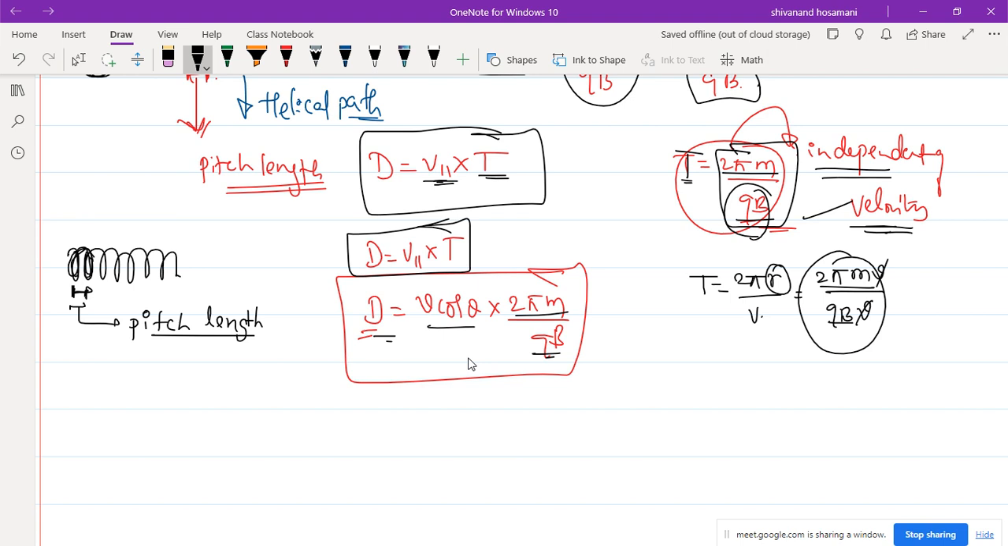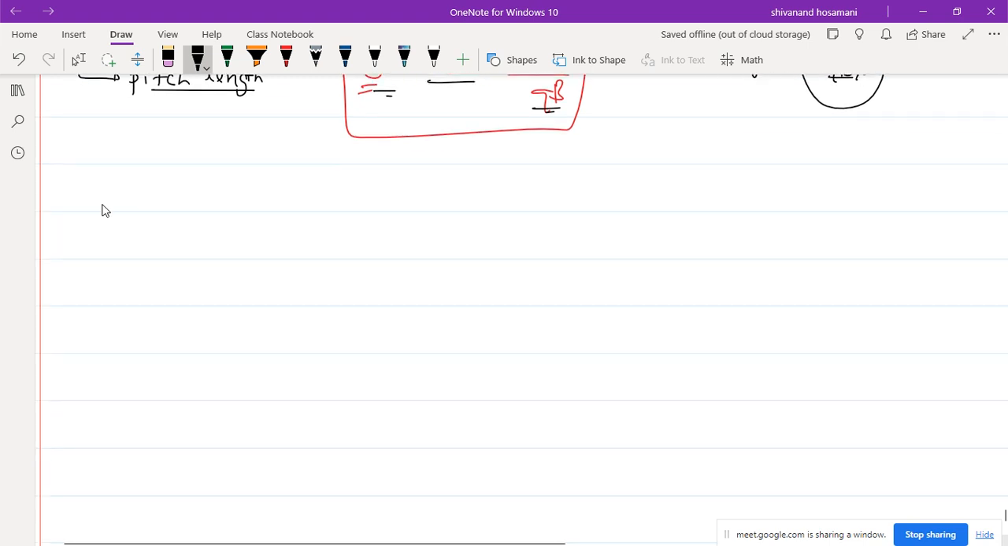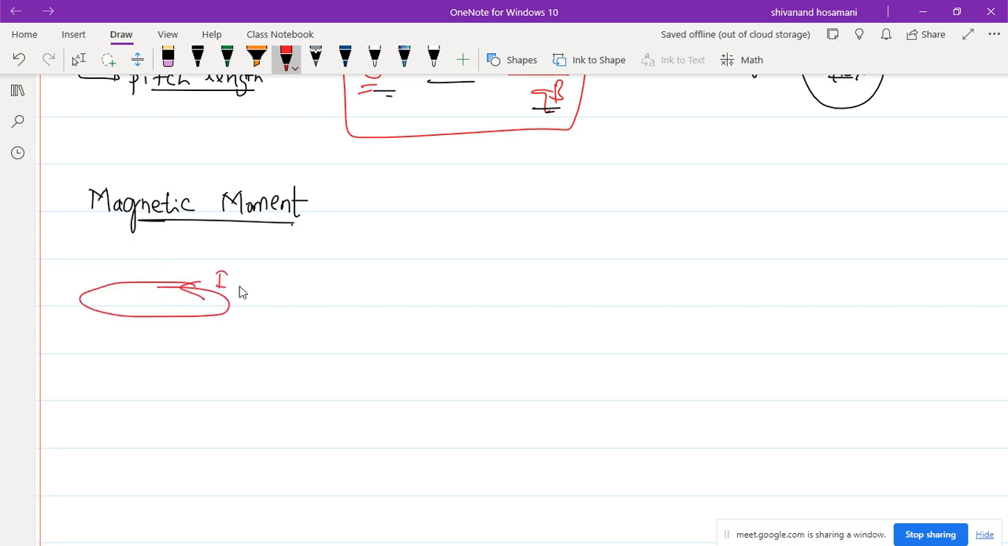The next concept is magnetic moment. So what do you mean by magnetic moment? See, if a current carrying conductor is moving in a circular path, if a steady current is flowing in a circular wire, then it is going to produce a magnetic field in this direction, right?